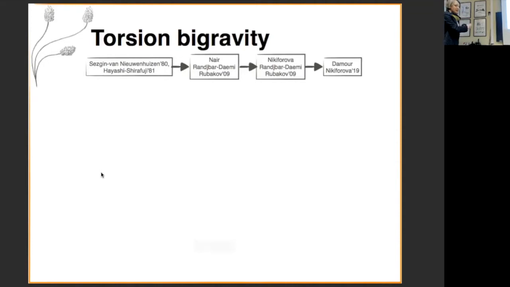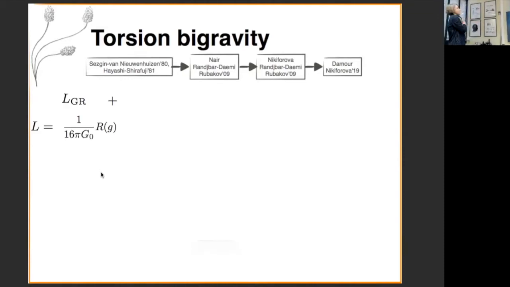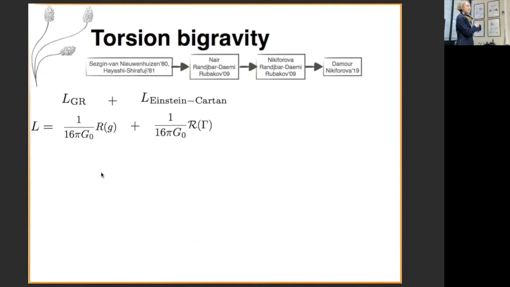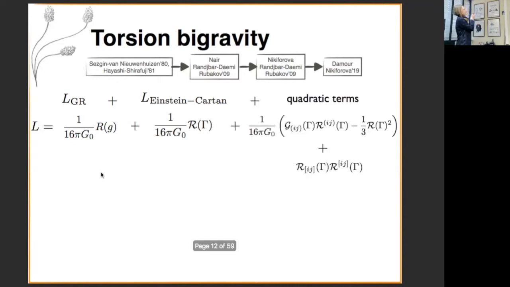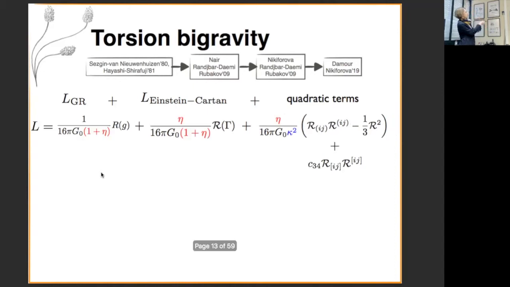And to build such a theory, we will do the following. We will take the Lagrangian of general relativity. We will add to it the Lagrangian of Einstein-Cartan theory, and we will add some nonlinear terms. The simplest is to add some quadratic terms. Now let's add some free parameters, and this is our torsion bigravity Lagrangian.